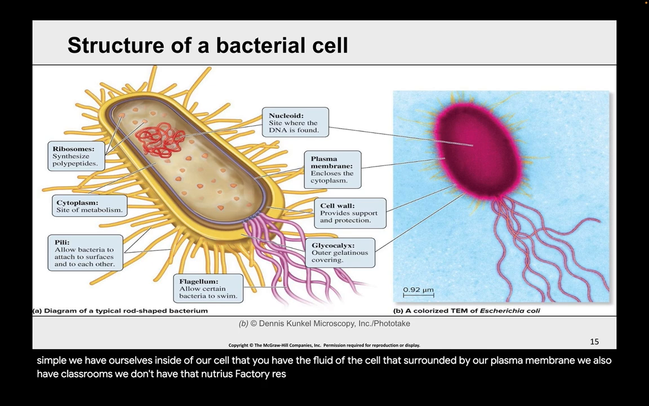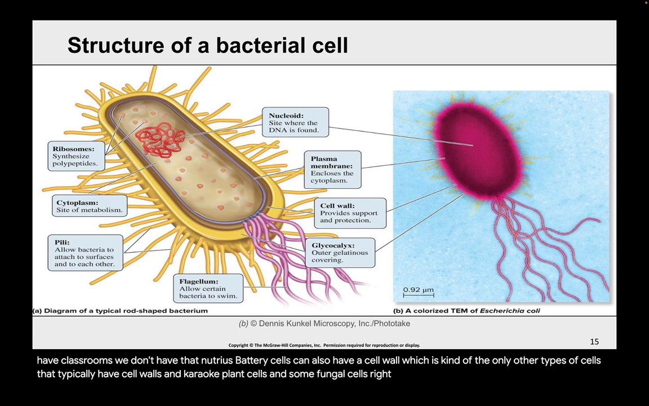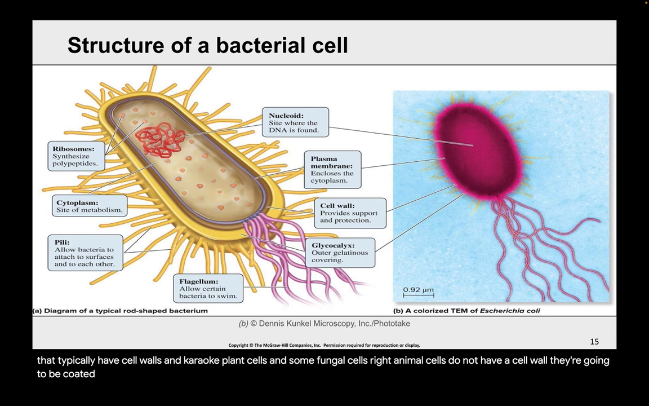Bacteria cells can also have a cell wall, which is kind of unique. The only other types of cells that typically have cell walls in eukaryotes are plant cells and some fungal cells. Animal cells do not have a cell wall. They're going to be coated in this glycocalyx. It's like this outer gelatinous covering. Think of if you dip the cell in mucus. That's kind of the consistency that we would be thinking of here. It can protect it from many environments, allow it to live in different environments.